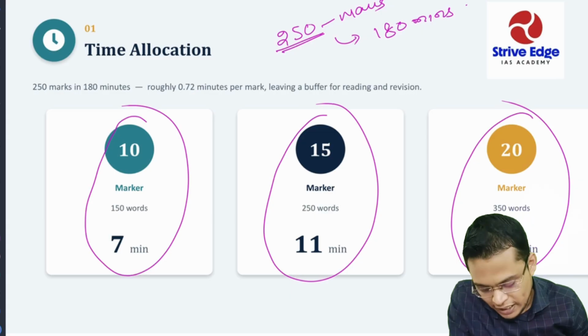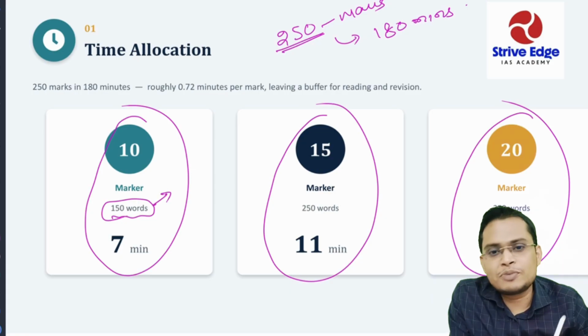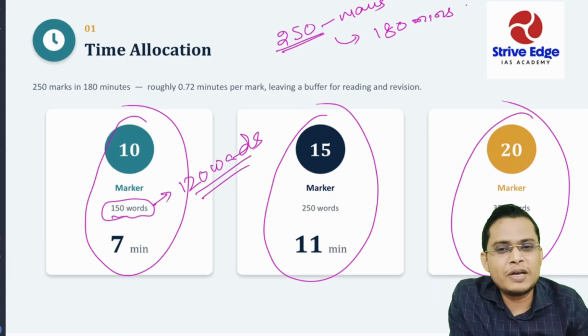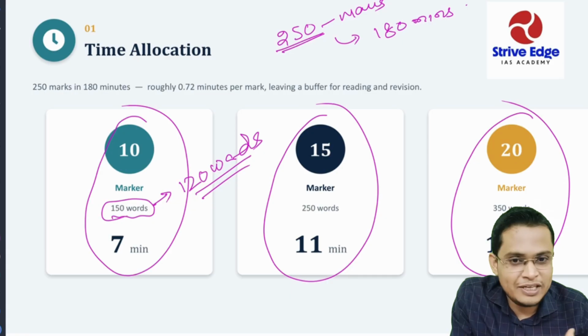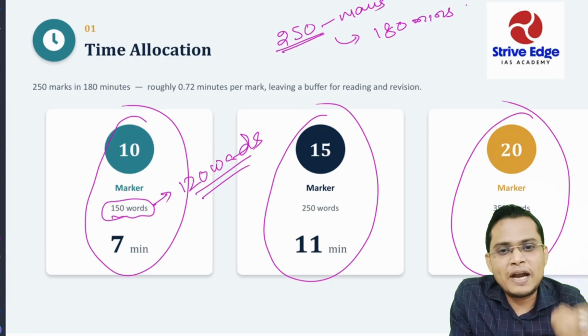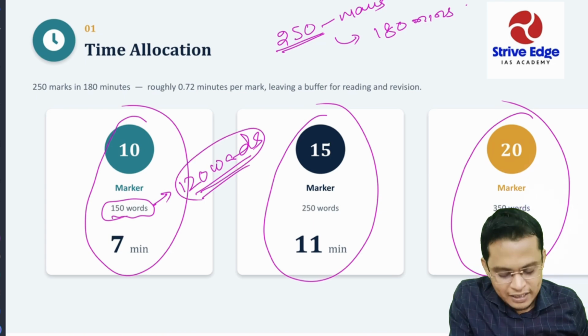In the case of a 10 marker, what is the word limit that you have to write? You have to write within 150 words, but in a real exam scenario, the maximum you can write is 120 words. That is what is possible. Even in my own preparation, when I gave the UPSC interview and OPSC interview, I saw that despite having a high level of answer writing, I could achieve 120 words instead of writing 150.